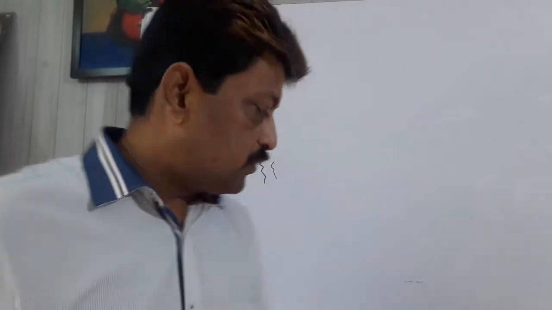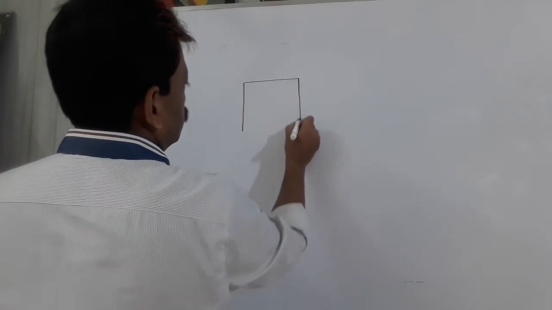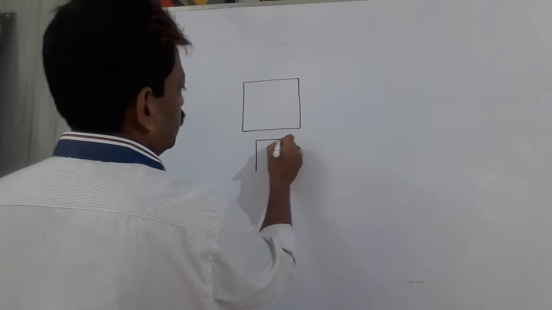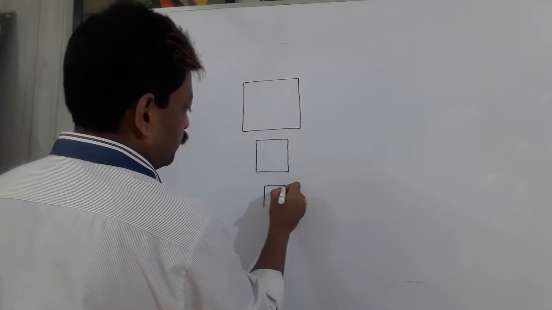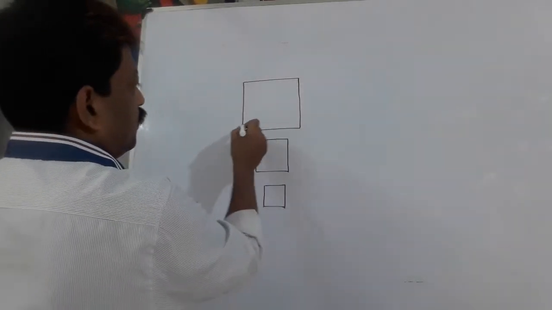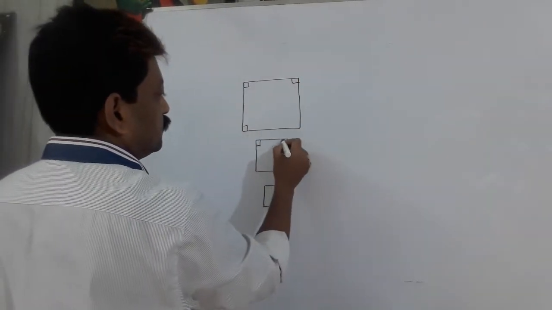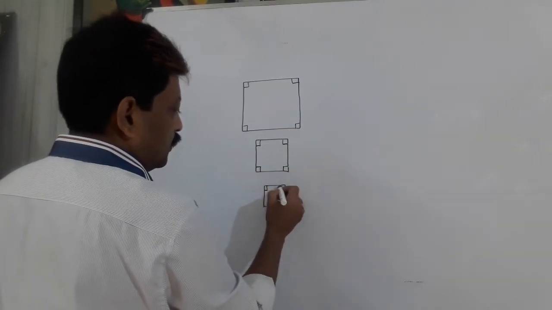Okay. So see here, this is a square in which all the four sides are equal. This is also a square in which all the four sides are equal. This is also a square of all four sides equal. Now in all these cases, all the included angles are right angles.